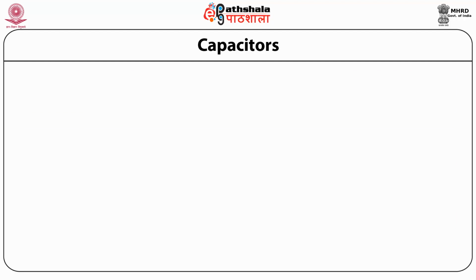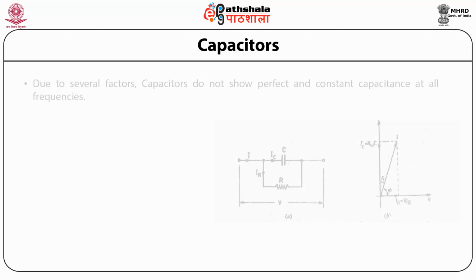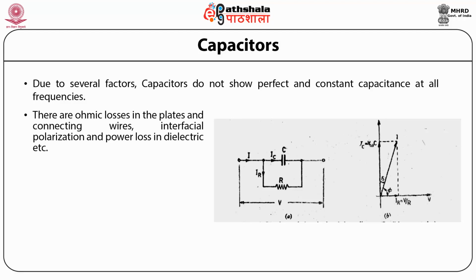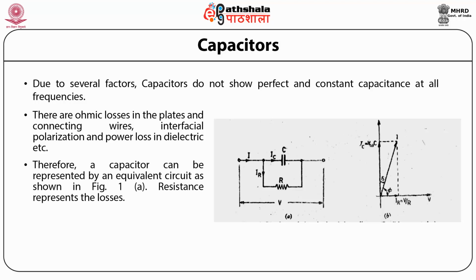Students, now let us see the capacitors. Due to several factors, capacitors do not show perfect and constant capacitance at all frequencies. There are ohmic losses in the plates and connecting wires, interfacial polarization, and power loss in dielectric, etc. Therefore, a capacitor can be represented by an equivalent circuit as shown in figure 1a. Here, the resistance represents the losses.